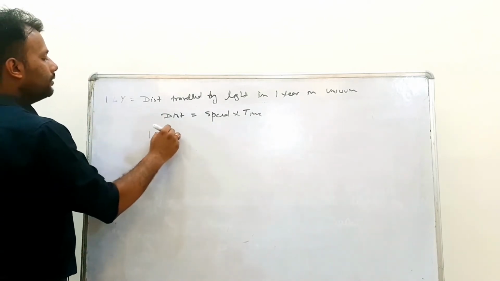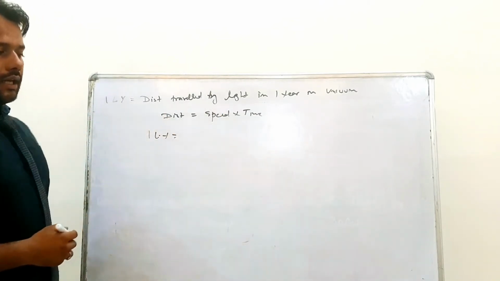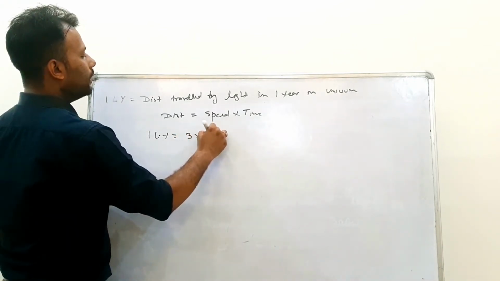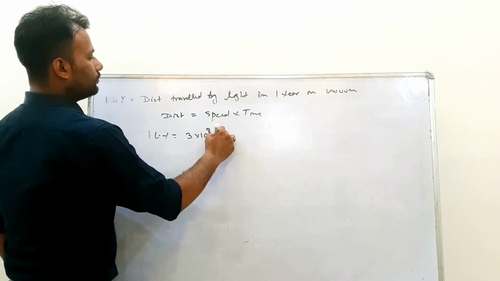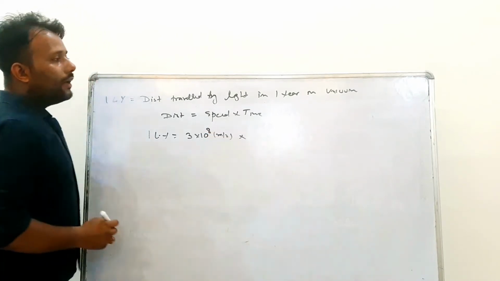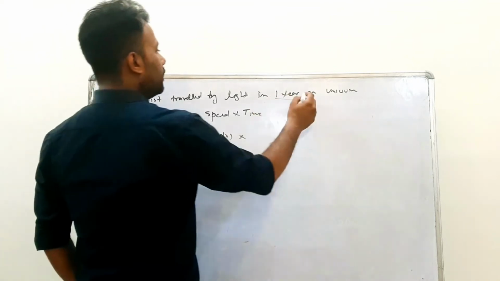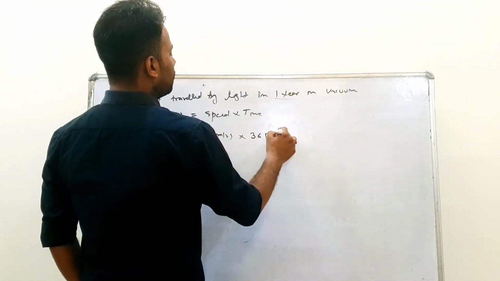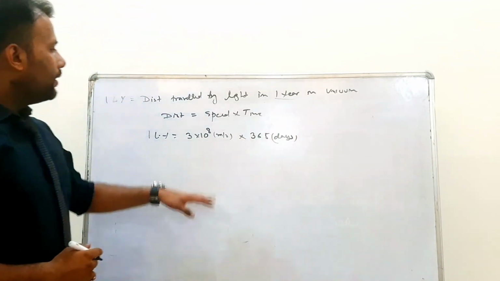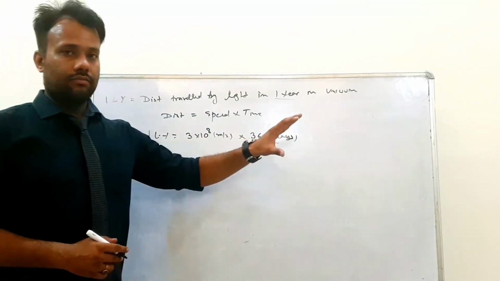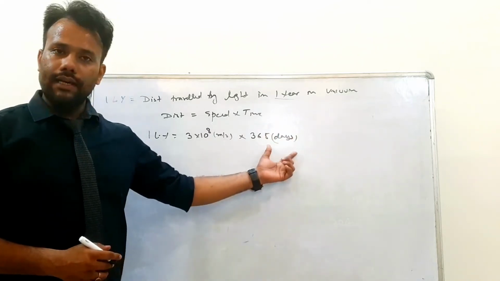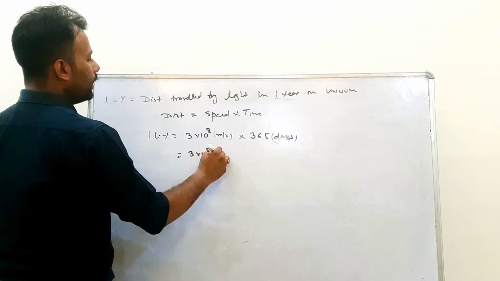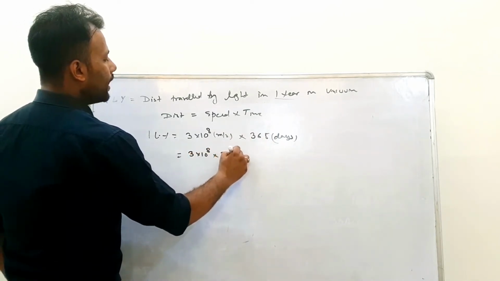So for 1 light year, you know the speed of light in air or in vacuum is about 3 into 10 to the power 8 meter per second. And time, I'm talking about 1 year. In 1 year there are approximately 365 days. Now we can't multiply seconds with days, right? We have to convert this into seconds as well. So 3 into 10 to the power 8 into 365 days.